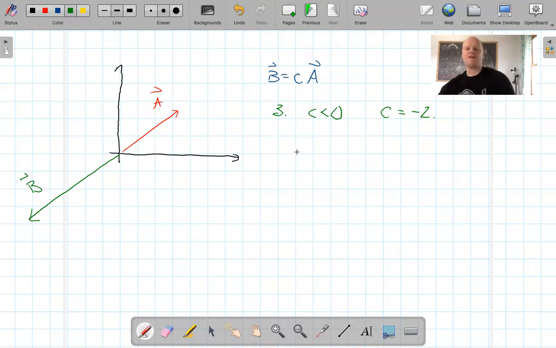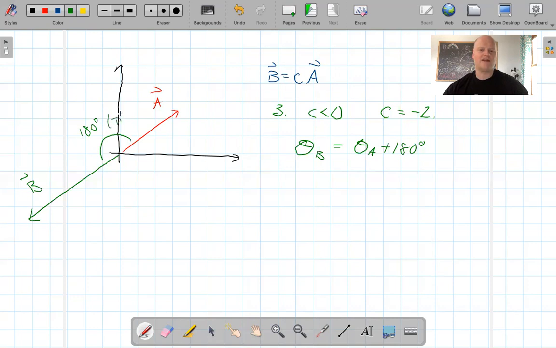So basically, what we see here under this example is that vector B's angle is going to be equal to the angle theta A plus 180 degrees, since it gets rotated by 180 degrees. So this angle here is 180 degrees, or simply pi radians. And the magnitude of vector B will again be equal to twice the size, or 2 times the magnitude of vector A.